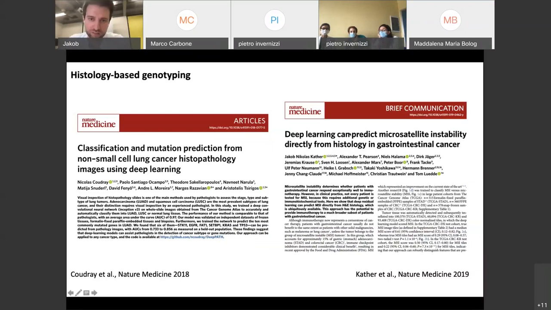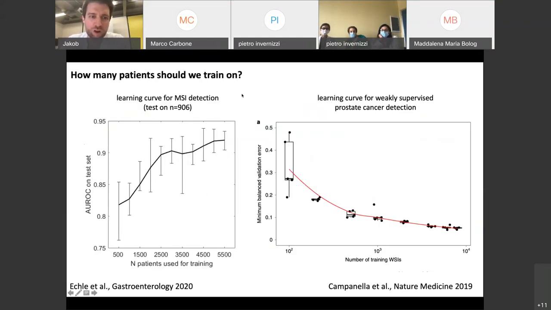Our own team did a similar study in 2019, where we looked at colorectal cancer, and we showed that microsatellite instability, an important genetic feature in colorectal cancer, we can predict from histology slides. How many slides do you actually need for this? Well, in these initial publications, only a few hundred patients were used, so 300, 400 patients.